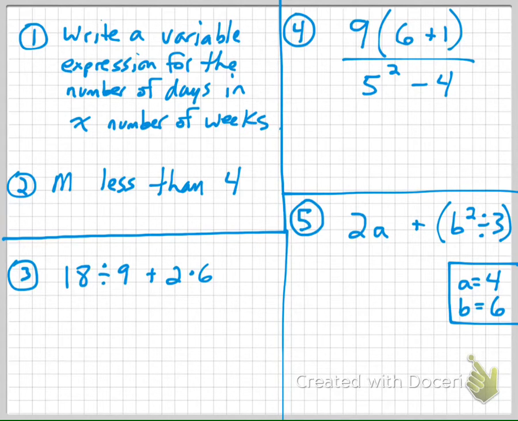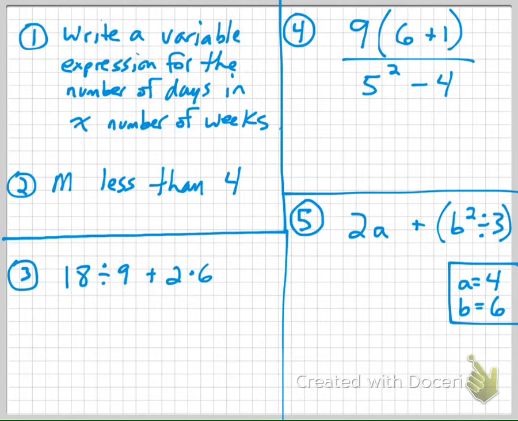All right, number 1, it says write a variable expression for the number of days in X number of weeks. Here's the deal. When you get a question like this and you're like, I don't really understand, think about this. Just change the word of the question a little bit and you'll get it. Instead of X, that's probably the part that's going to get you. What if it was 3? What if they write an expression for the number of days in 3 weeks? How would you write that?